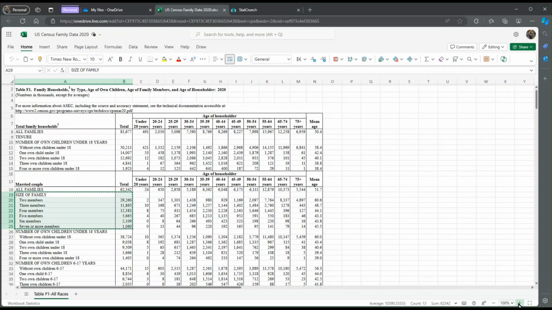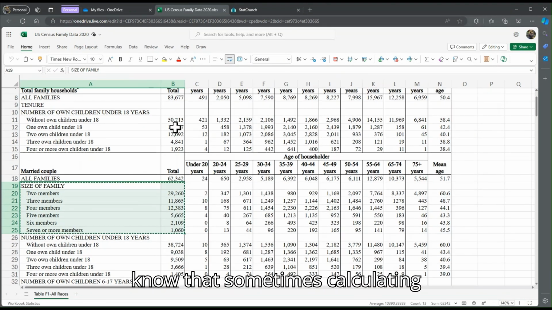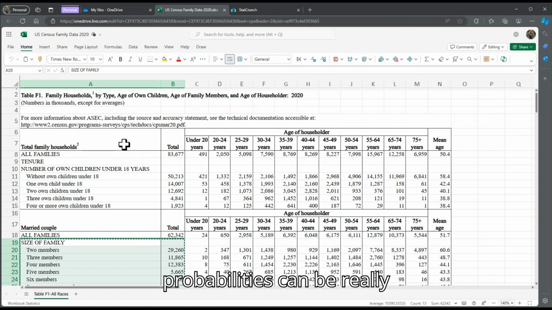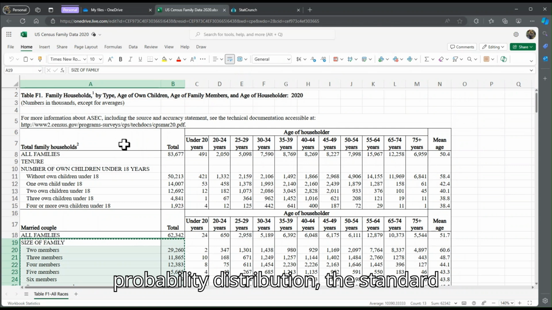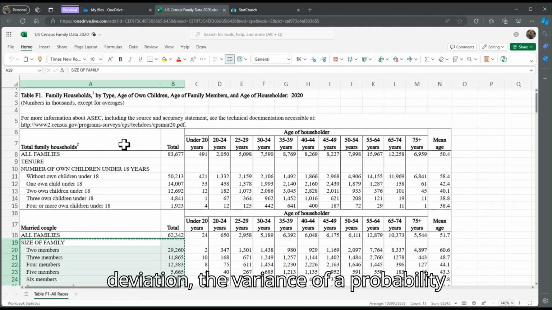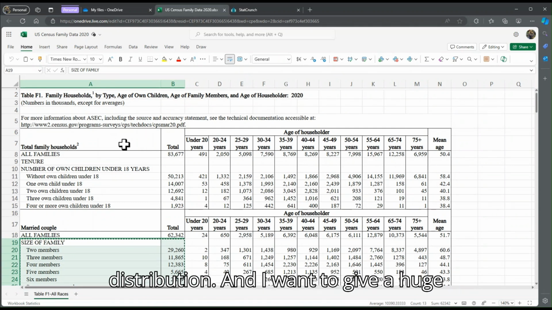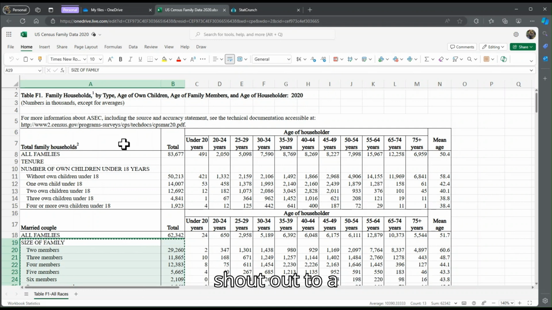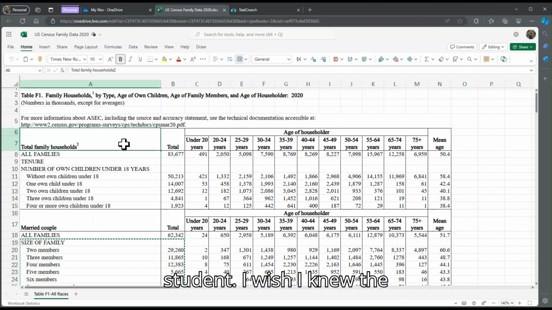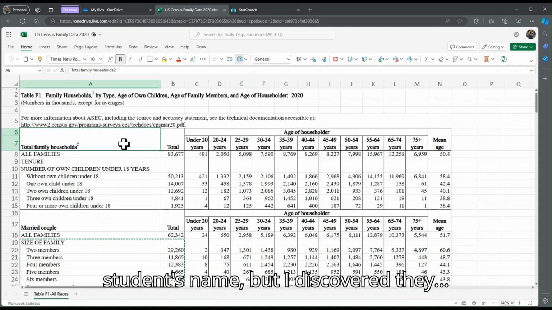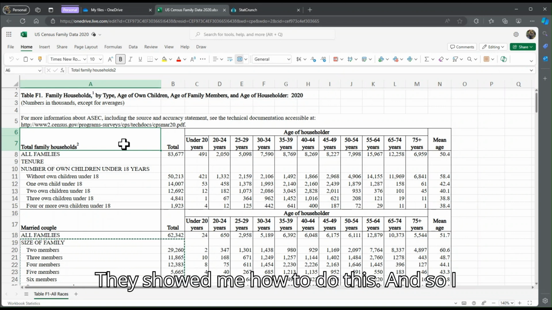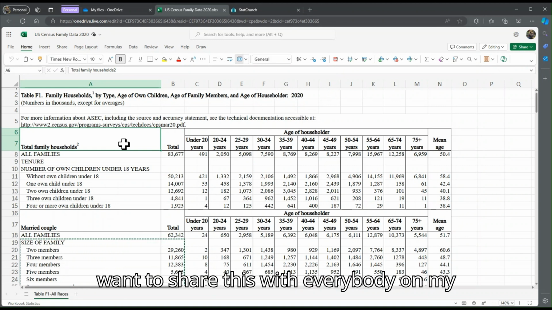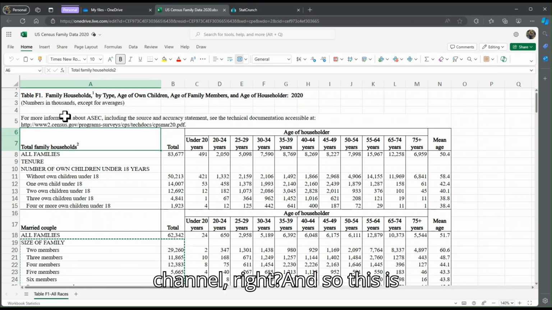I know that sometimes calculating probabilities can be really difficult, right? The mean of a probability distribution, the standard deviation, the variance of a probability distribution. And I want to give a huge shout out to a student. I wish I knew the student's name, but they showed me how to do this, and so I want to share this with everybody on my channel, right?